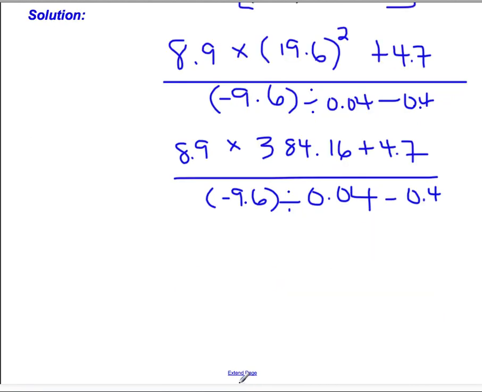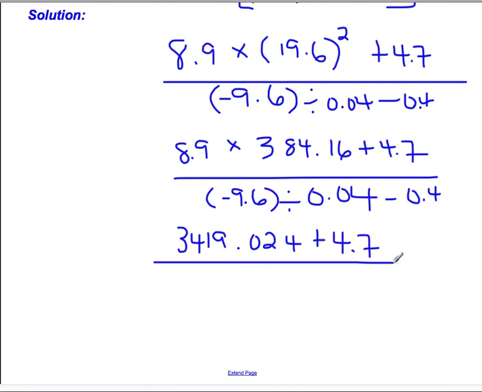And yes, you can do some stuff on the bottom to make this a little bit quicker. Here I'm going to now do my multiplication on the top and my division on the bottom. Since there's square brackets around the numerator and denominator, you can actually do them at the same time. So 384.16 times 8.9 is 3,419.024 plus 4.7. And I'm going to do 9.6 divided by 0.04, and I'm going to get 240 minus 0.4.